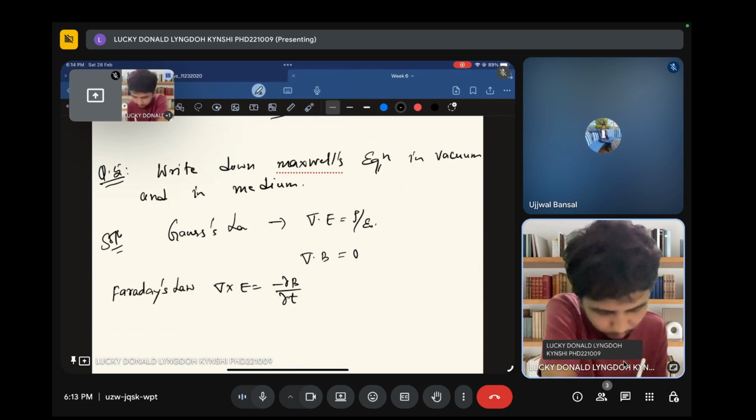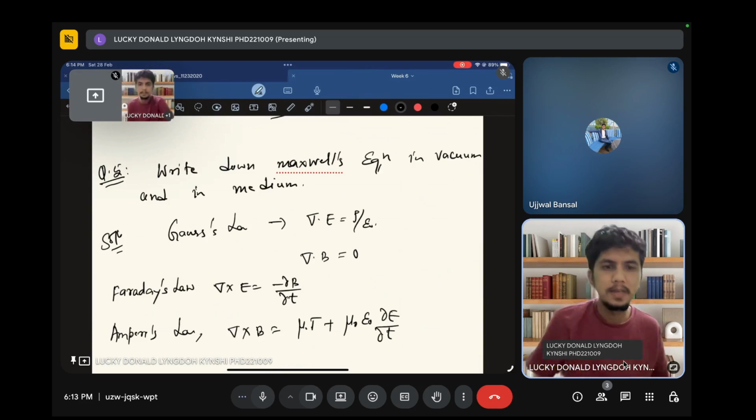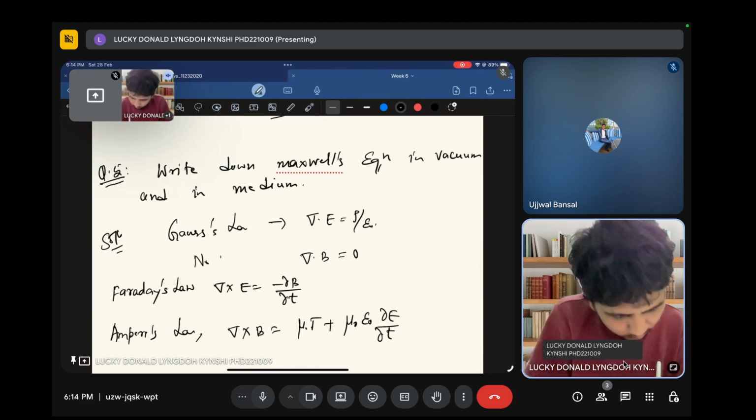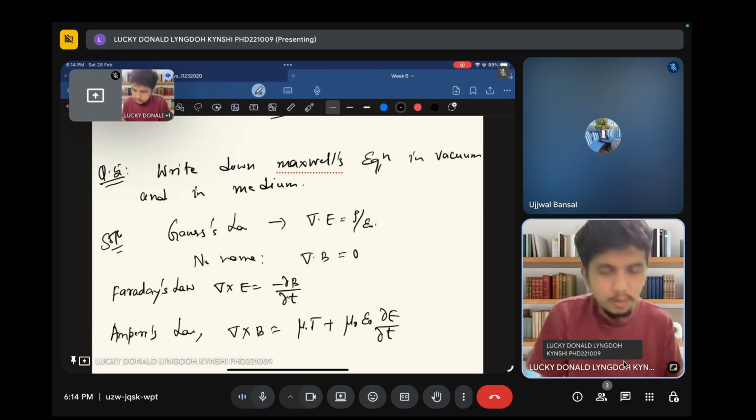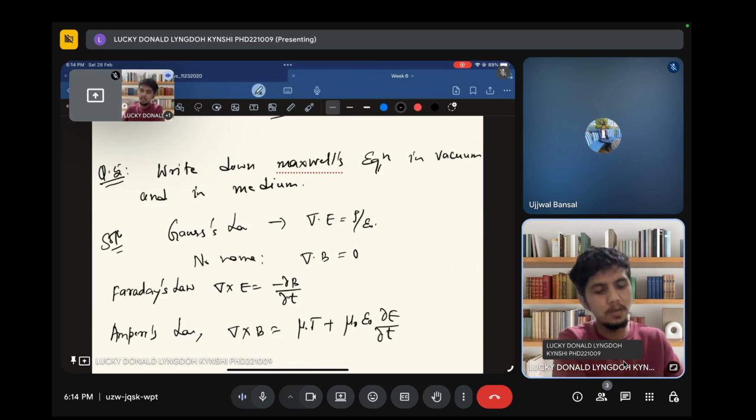And the final one is Ampere's law, which is del cross B equal to mu naught J plus mu naught epsilon naught del E by del t. There is no special name for the divergence equation; it's simply that the divergence of the magnetic field equals 0. If somebody asks you what the four Maxwell's equations are, these are the four Maxwell's equations.